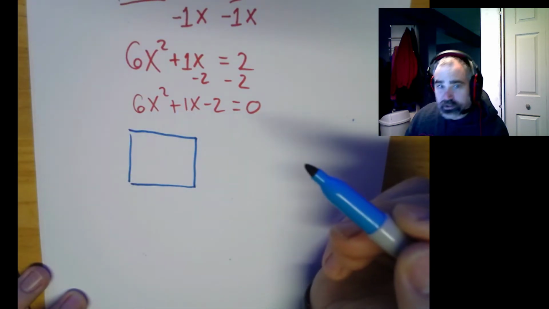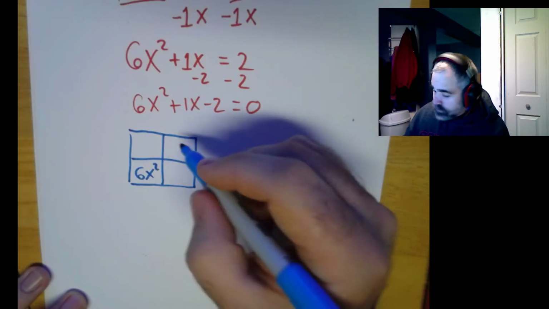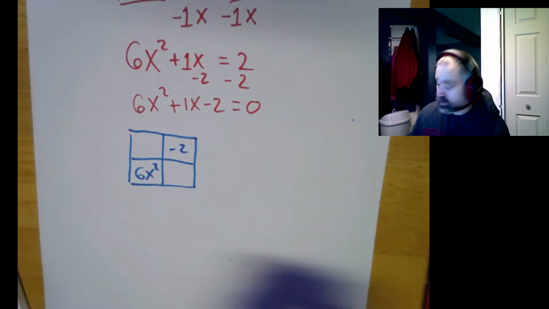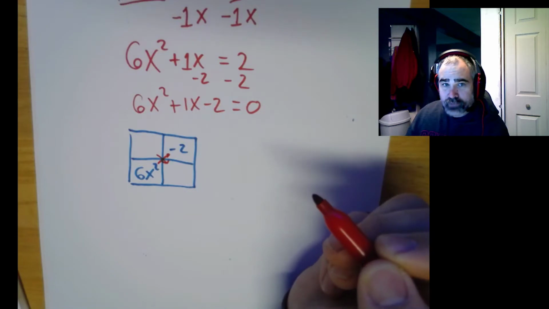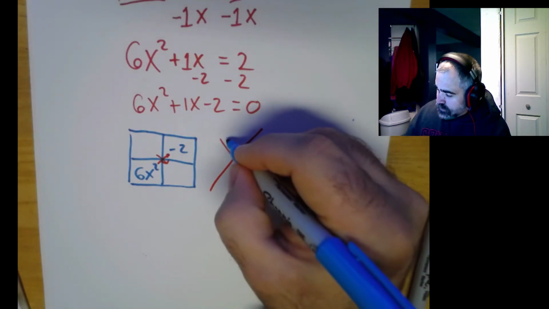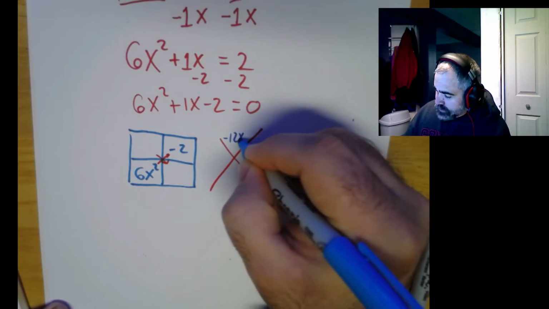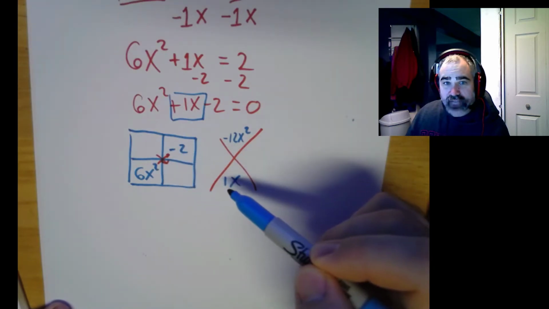Remember that this is always going to build a rectangle. Our 6x squared goes in the bottom. Our negative 2 goes in the top. And we remember that the diagonals will always multiply to be the same thing. Both diagonals. So I'm going to multiply these two together, which is going to give me negative 12x squared. And it has to add to be the middle term here. Sorry, 1x here. So this other diagonal is going to add to be 1x.